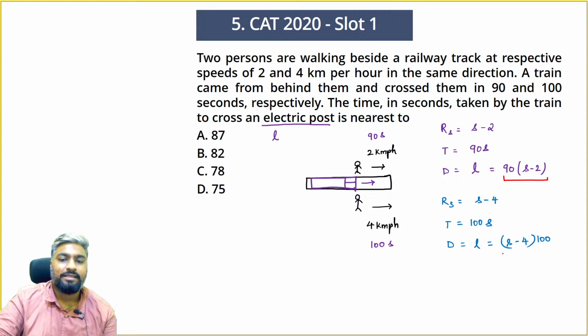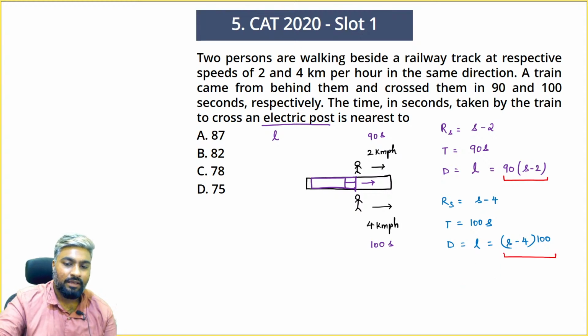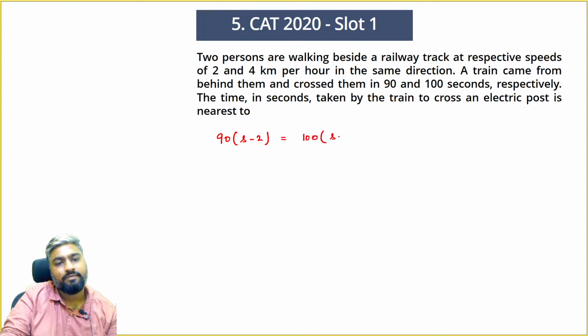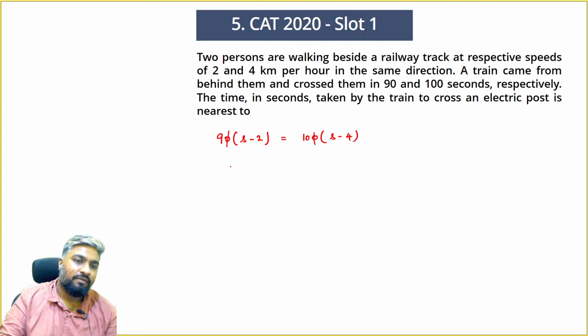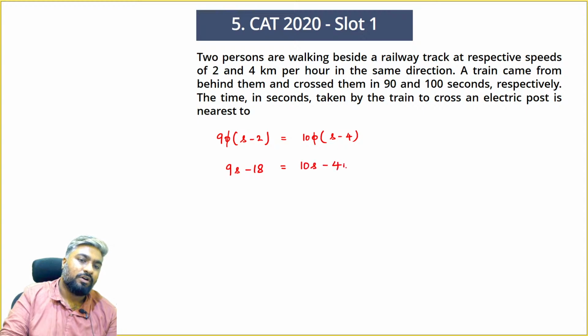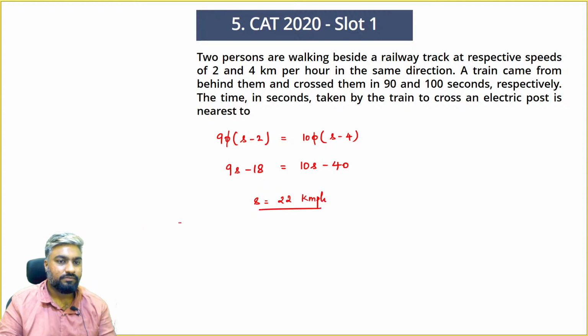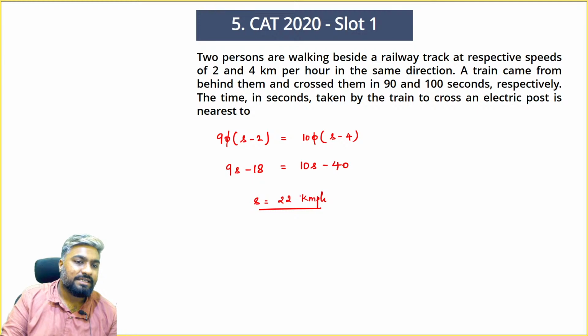I'm going to equate this and this to find out s. So 90 into s minus 2 should be equal to 100 into s minus 4, or 9 into s minus 2 is 10 into s minus 4. We get 9s minus 18 is 10s minus 40. Bring this here, we will have s is equal to 22 kilometers per hour. Got it, guys, everybody? Speed of the train s is what? 22 kilometers per hour. What do we need now?